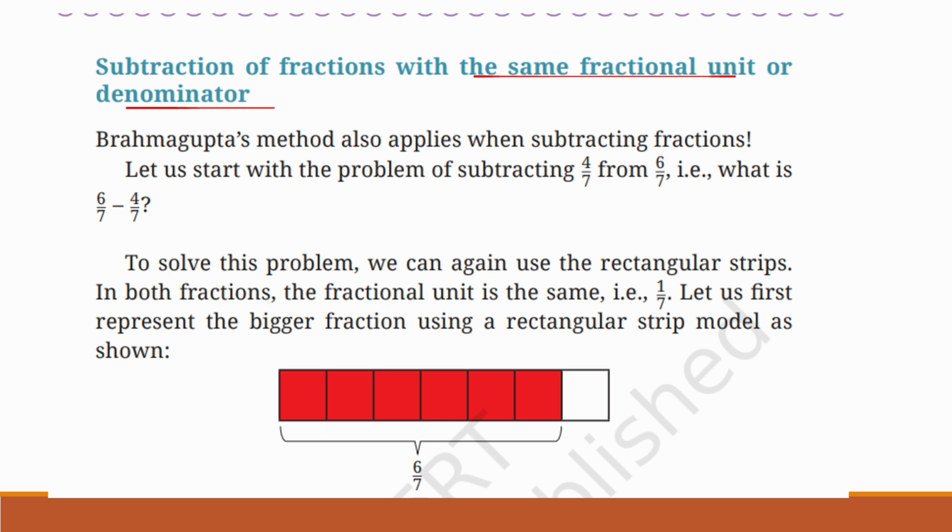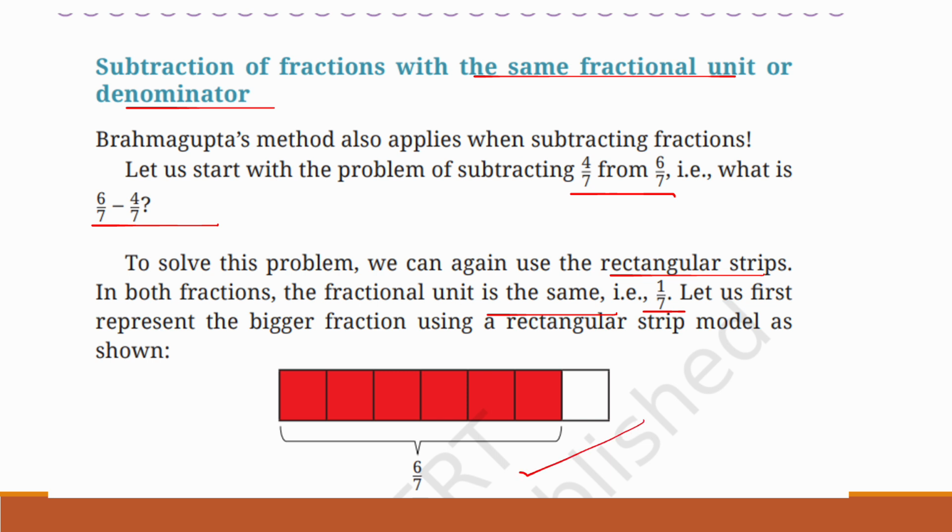Let us start with the problem of subtracting 4 by 7 from 6 by 7. What is 6 by 7 minus 4 by 7? So we have to subtract 4 by 7 from 6 by 7. To solve this problem, we can again use the rectangular strips. In both fractions, the fractional unit is the same. Which is the fractional unit here? 1 by 7.